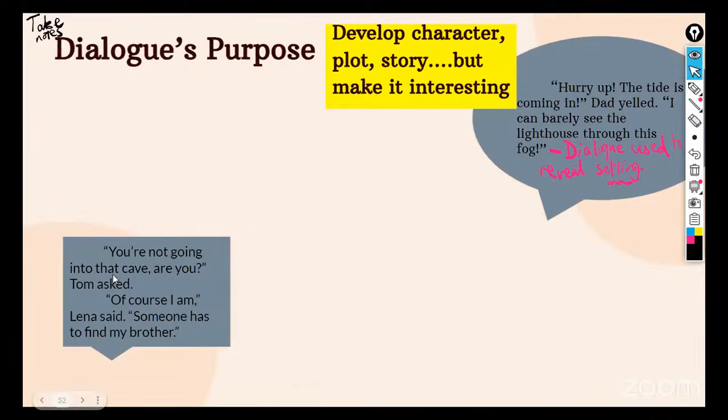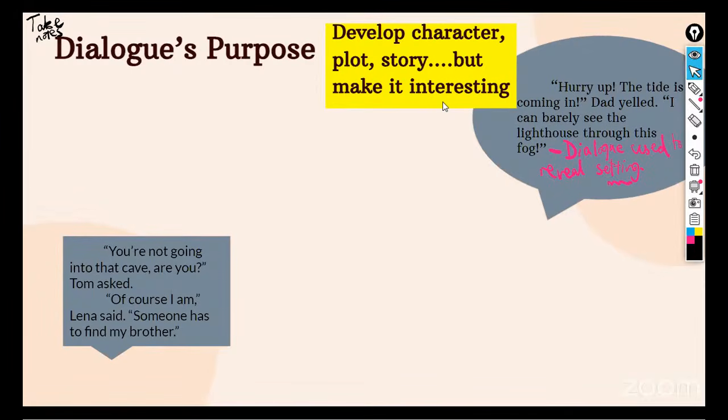"You're not going into that cave, are you?" Tom asked. "Of course I am," Lena said. "Someone has to find my brother." When you're writing it down, note that this line is indented, and when you get to what Lena is saying, you have to go in again into the line, right?